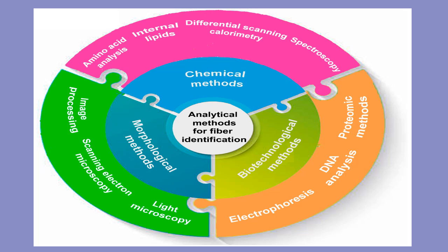But in modern science, there is so much advancement. There are very specific and sensitive methods which I have mentioned earlier. Those methods are morphological methods, chemical methods and biotechnological methods. In biotechnological methods, we can see electrophoresis, DNA analysis or proteome. In case of chemical, further we can see amino acid, lipid, scanning calorimetry or spectroscopy. And in the morphological methods, we can see image processing or electron microscopy.